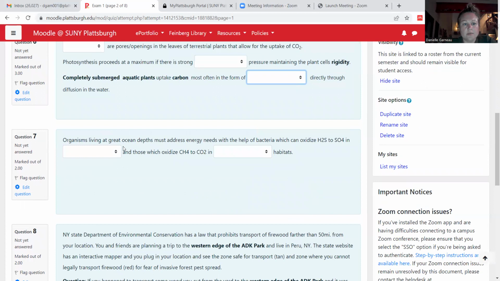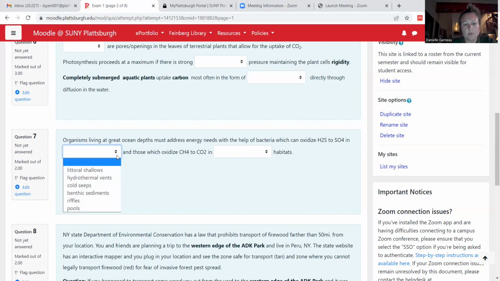Number 7, organisms at great ocean depths. And we're talking about energy needs when they're far away from the photic zone right at the top where sunlight can actually penetrate. You've got most of our plants and algae growing there. These are organisms that are down in the deep depths in the abyssal area. For those organisms, they have to switch from using solar radiation to another energy source. So we're talking about oxidation of methane in one case, and use of sulfur in another.